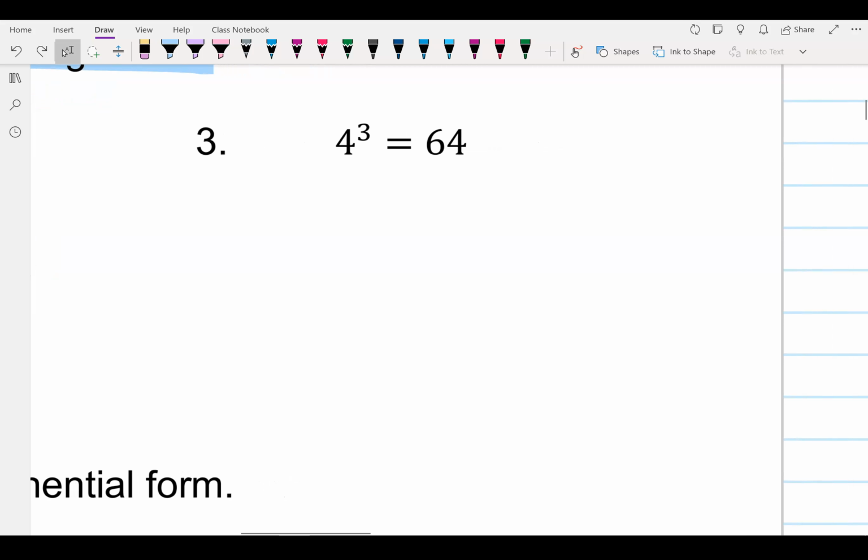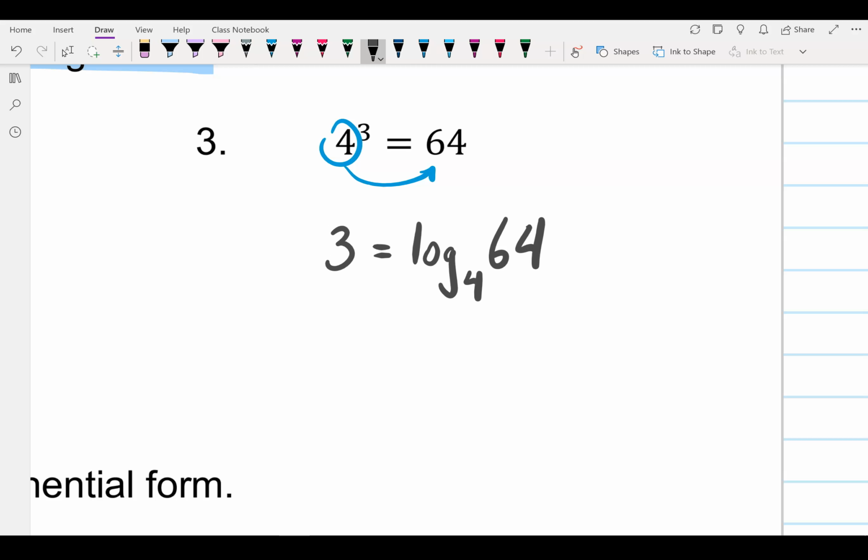Same thing here. What do you think we're going to get? I'll just write it out for you. And there we have it. It means that 4 raised to 3 gives 64.